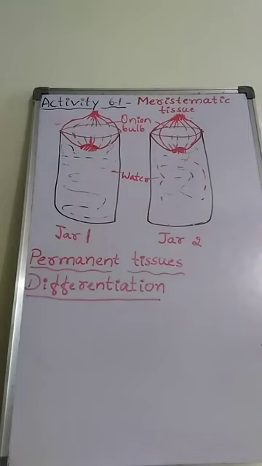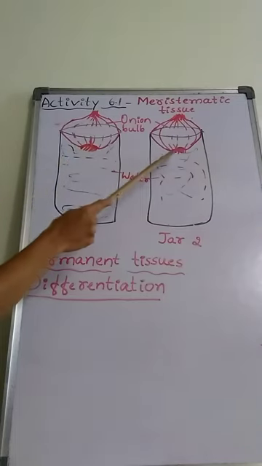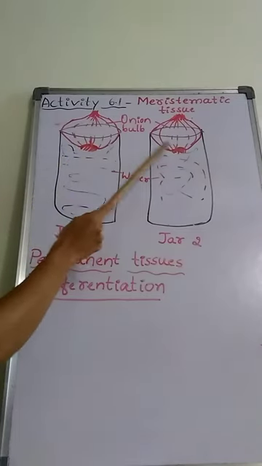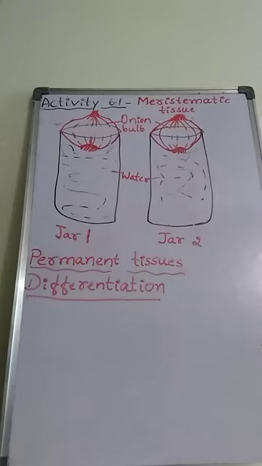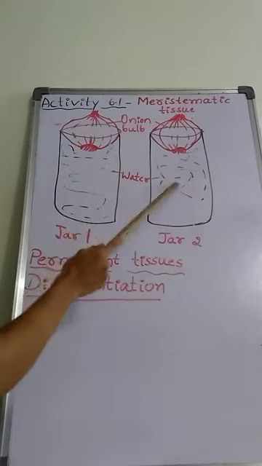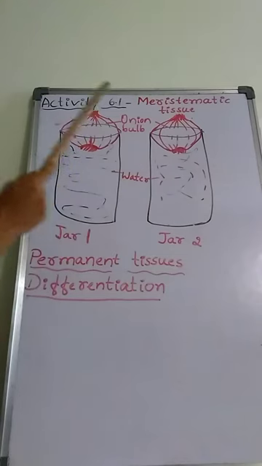at the mouth of the glass jar in such a way that the roots of the onion bulb dip in the water. See, these are the roots which are present at the base of the onion bulb. That root should be dipped in the water. Like this, we have to place the two onion bulbs at the mouth of the glass jars containing water.